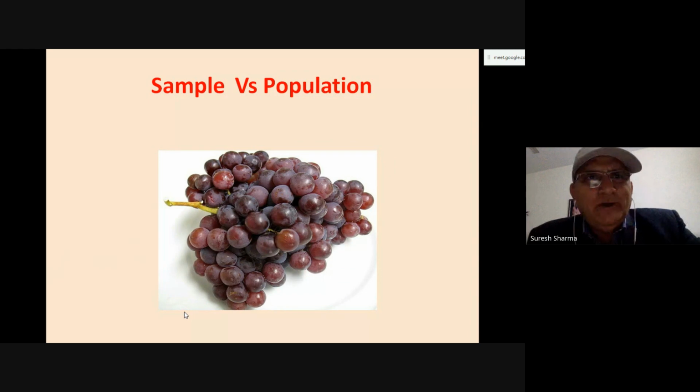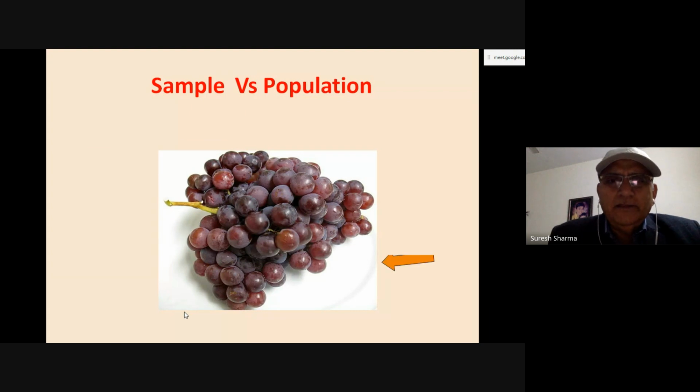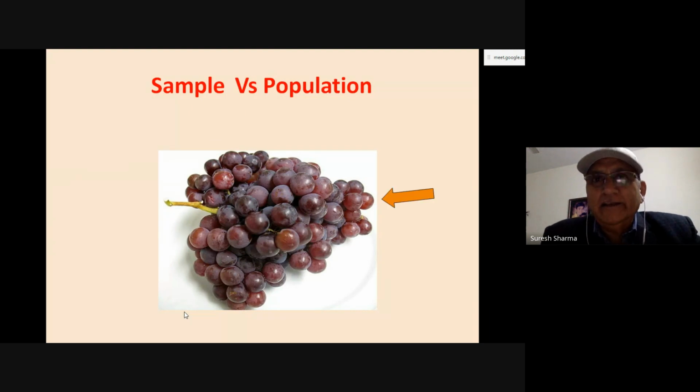Now, sample versus population is a very, very important concept. We try to take a sample in such a way so that it should represent the entire population. You must have seen whenever people want to buy grapes, this is what they usually do. They pick up one and they taste it. If it tastes good, they buy it, and sometimes they leave it, right? If the taste is not good.